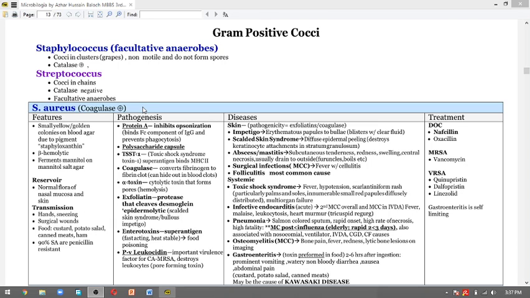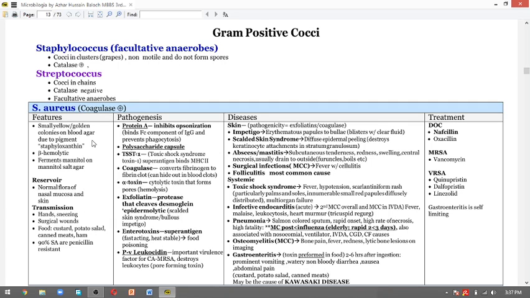Staphylococcus aureus shows small yellow or golden colonies on the blood agar due to the pigment staphyloxanthin. So you can see that staphyloxanthin is the pigment which gives this bacteria the ability to show yellow or golden colonies on the blood agar. You can see here it is the blood agar. Staphyloxanthin. It is beta hemolytic.